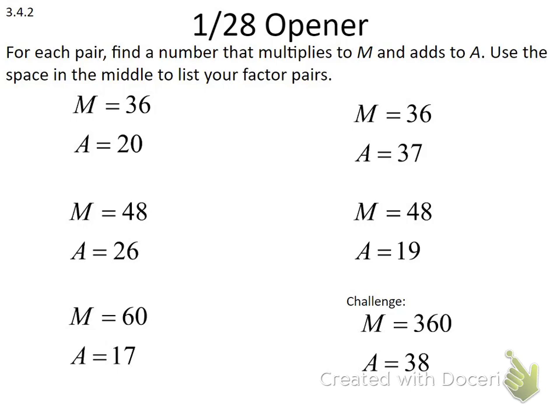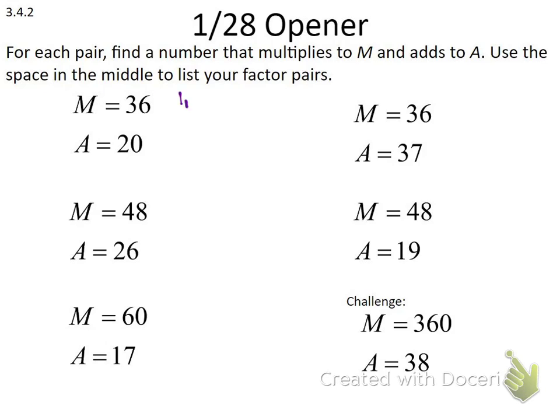Okay, so to find my m, my step 1 says I need to list the factor pairs to get to 36. So what numbers can I multiply together to get to 36? But then use those same two numbers and add them together to get 20. So let's start by thinking of our factor pairs. So what are the factor pairs for 36?